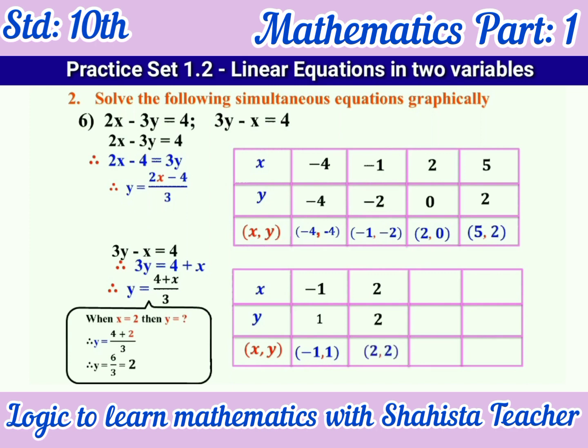Bracket 2 comma 2. Okay. Now the third equation. Third box, we will put x is equal to 5. We have considered the x value is 5. Then y is equal to question mark. We don't know the value of y.